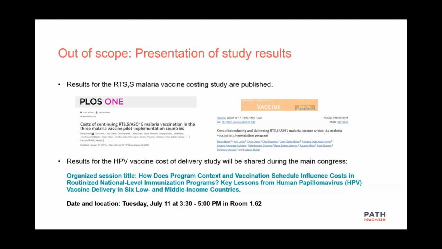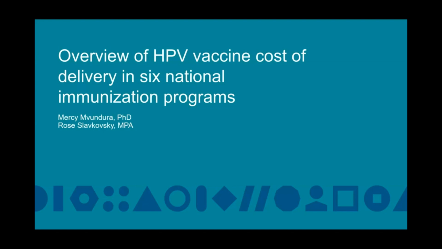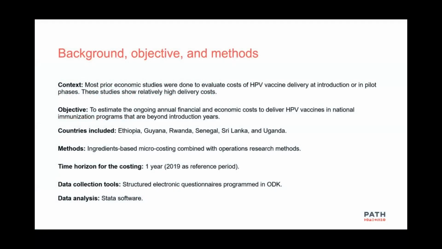Now, quickly looking at the overview of the HPV vaccine cost of delivery study program, which Rose and I will focus on, and we also have our colleague Teddy in the back, who will be part of the session on Tuesday. Basically, why we did this study was that most prior studies of HPV vaccine cost of delivery were done at introduction or pilot phases, and those studies generally show higher costs. So we sought to estimate the ongoing costs to deliver HPV vaccines in national programs beyond the introduction stage. This was a combined costing study with an operational context study.